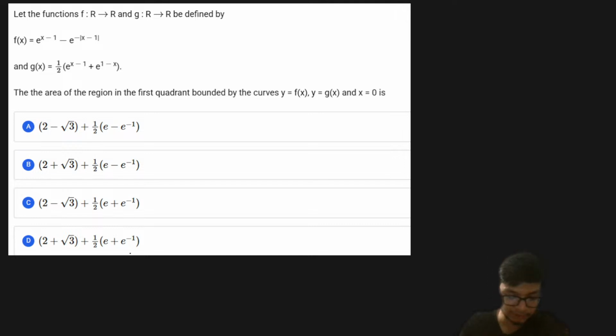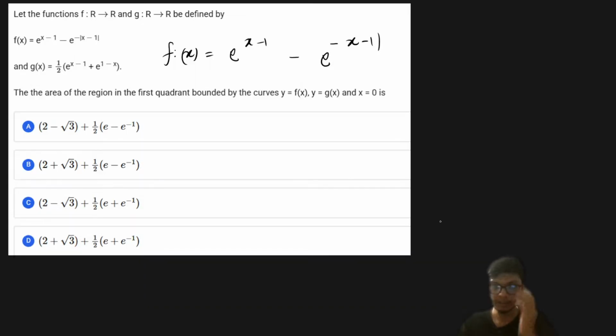Some examples of that are given over here. If you look at the first function, f of x is defined as the mod of e to the power x minus 1 minus e to the power minus of x minus 1.